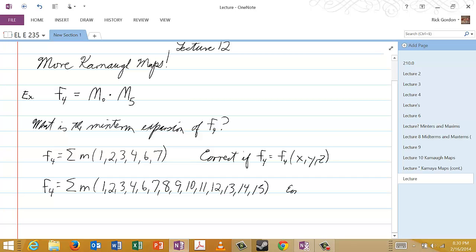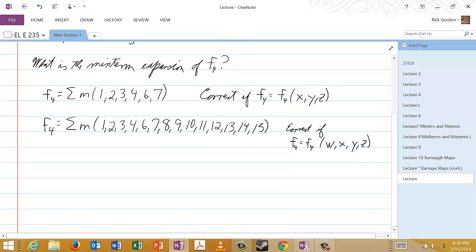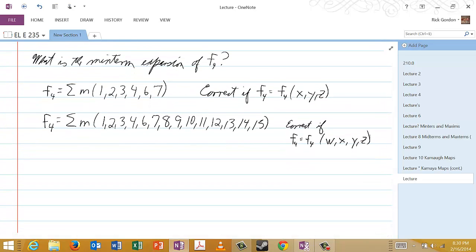But the second expression is correct if F4 is a function of four variables. Let's maybe call them w, x, y, and z. So it's important when you're finding these expansions, and really almost any time you're working with a function, it's important to understand how many independent variables you have. So as long as we have this example here, let's go ahead and work with it for a moment.